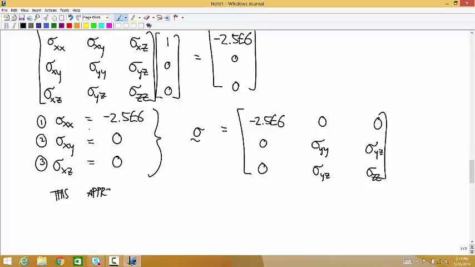This approach is really useful for coming up with boundary conditions, and in any kind of mechanics problem, finding the boundary conditions is a lot of times the main challenge in doing the problem.